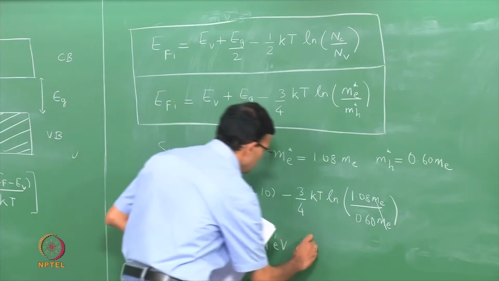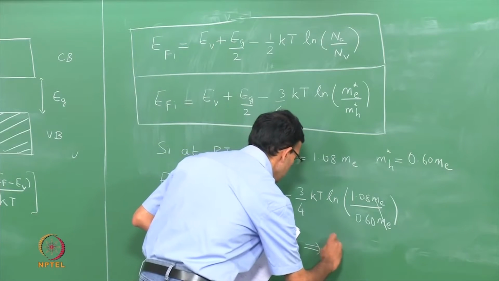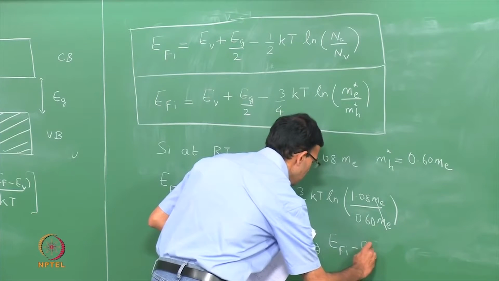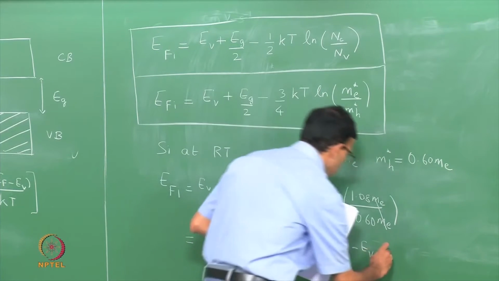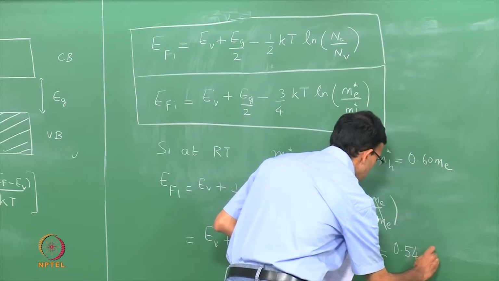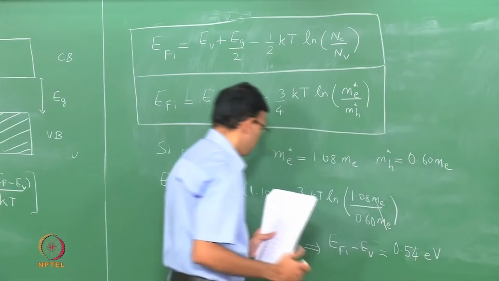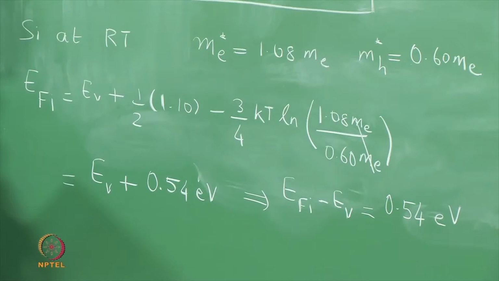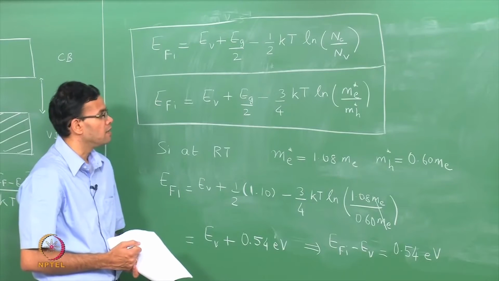Or writing this another way, EFI minus EV is 0.54. So, in the case of intrinsic silicon, the Fermi level is located approximately 0.54 electron volts above the valence band.